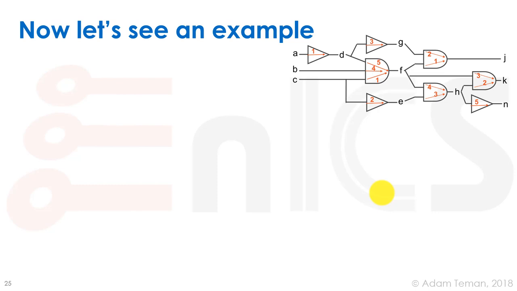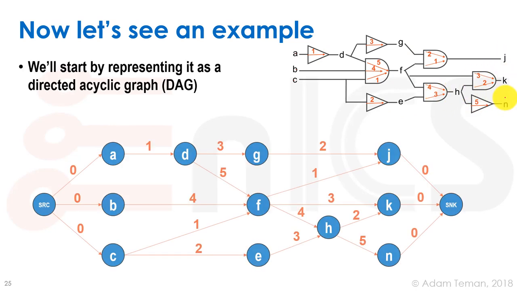We take our design, and what we have to do is represent it as a directed acyclic graph. Again, what we're going to do is make a node for each one of these: A, B, C, D, G, E, F, H, J, K, and N.